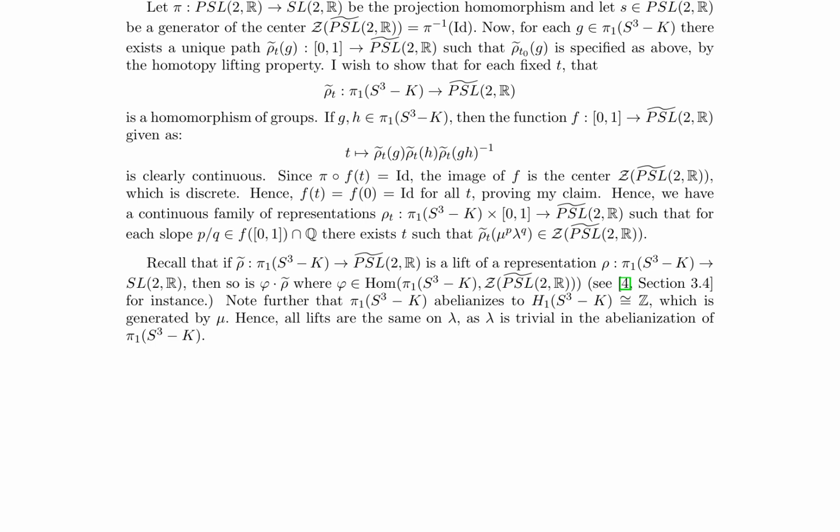Finally, the authors use these results to prove Theorem 1.8, which states that for a knot K and a slope p/q, there exists a continuous family of representations ρ_t: π1(S³ K) → PSL(2, R)~, such that for each slope p/q in the image of F, there exists t such that ρ~_t(μ^p λ^q) is in the center Z of PSL(2, R)~. This is achieved by constructing a lift of a representation ρ_t0 to PSL(2, R)~, and then using the homotopy lifting property to extend it to a continuous family of representations.